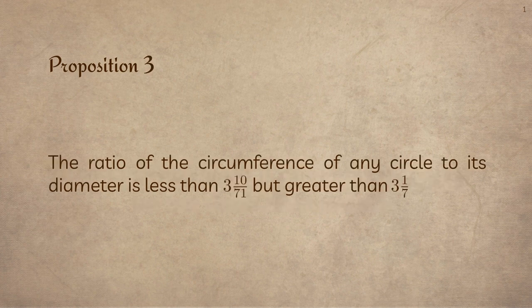We then move on to Proposition 3 here. And this is really the meat and all of the math that he does. He says the ratio of the circumference of any circle to its diameter is less than 3 plus 1/7 but greater than 3 plus 10/71. So here he's trying to define the upper and lower bounds of this.